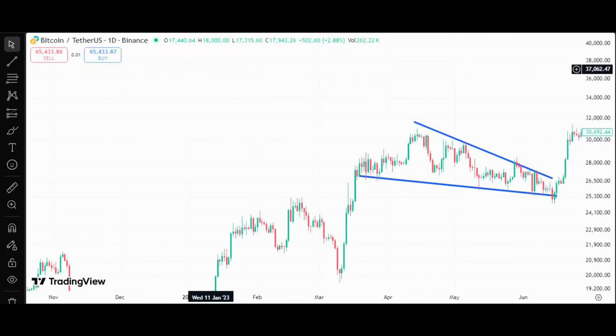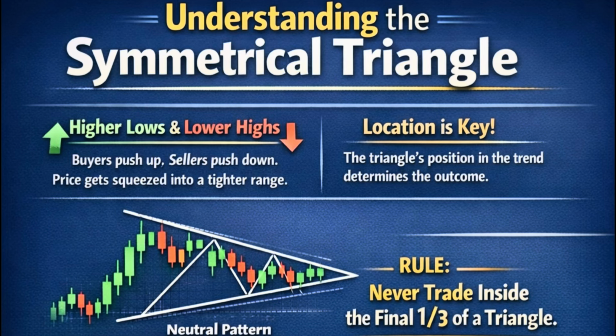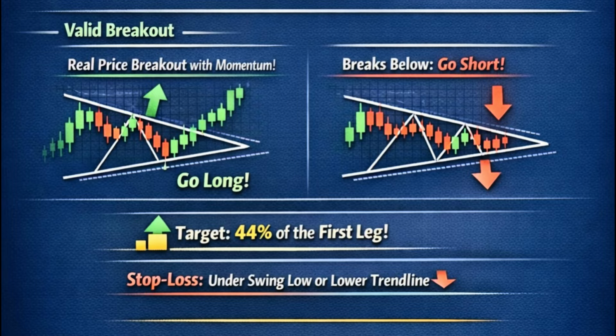Now here's a rule you must tattoo in your brain. Never trade inside the final 1/3 of a triangle. That zone is pure chaos. Fake outs everywhere, stop hunts everywhere. Just wait for the breakout.